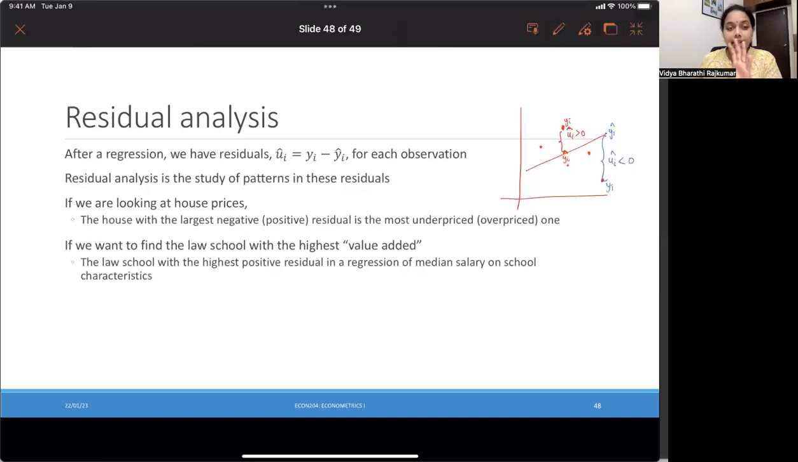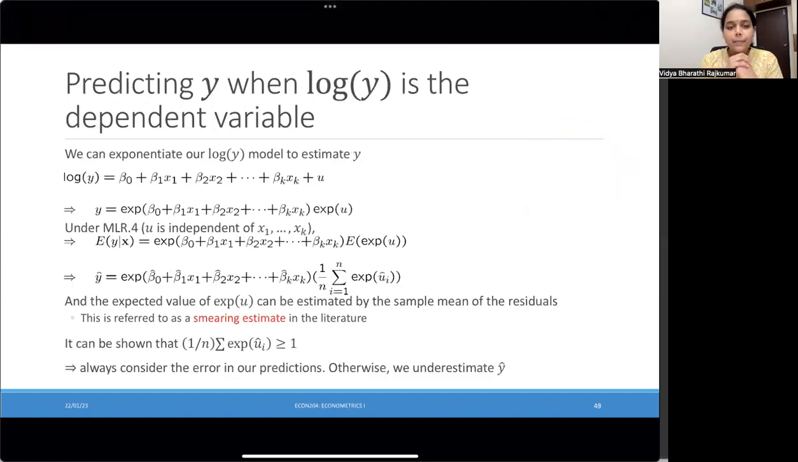Now the last part in the prediction segment: what do you do when your Y variable is in log format? Suppose you have a model where the dependent variable is log Y, regressed on a set of regressors. How do we move from log to exponent and back? So log of Y to the base e, if that is equal to X, then e power X is equal to Y. That's the relationship between log and exponential functions.